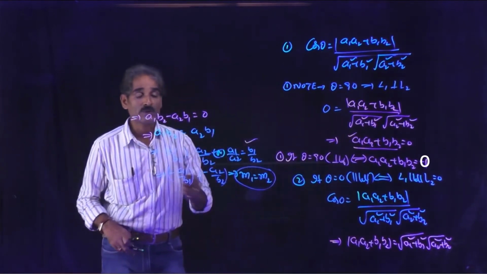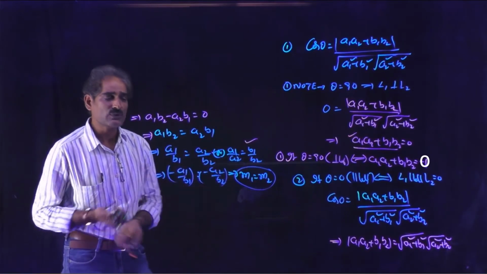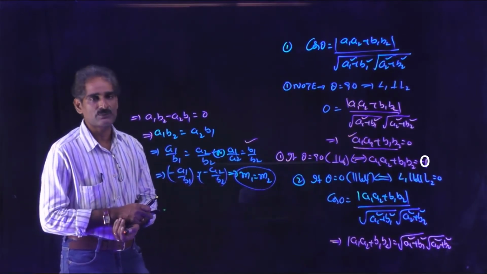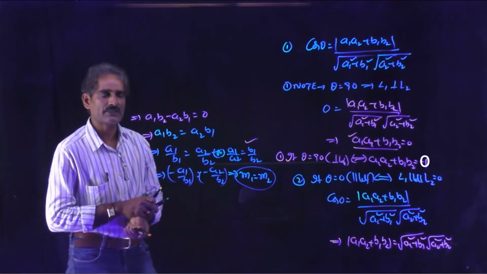Understand? So, for parallel lines, m1 equal to m2. Otherwise, A1 by A2 equal to B1 by B2. Otherwise, A1 by B1 equal to A2 by B2. Just remember these two conditions. Okay, right.